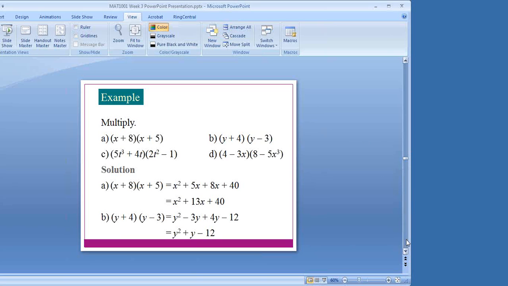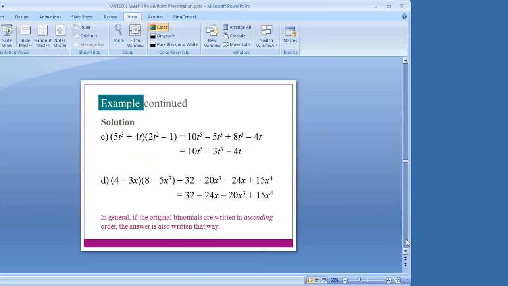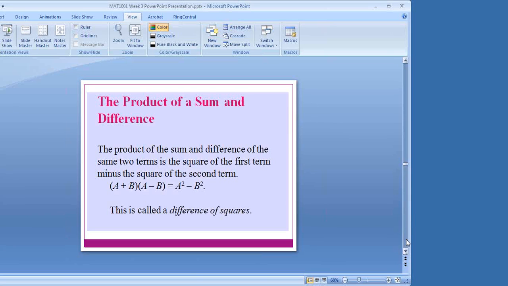So these are just FOIL examples. Just practice these. I would take this PowerPoint presentation and go on scratch paper and practice these. Answers are right here when you're ready to check. You'll notice on example D we have the final answer written in ascending order. That's perfectly fine if it was given to us in ascending order. So we have two binomials in ascending order, so perfectly fine.